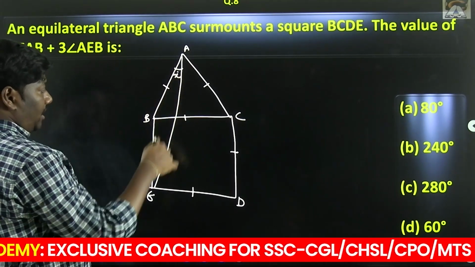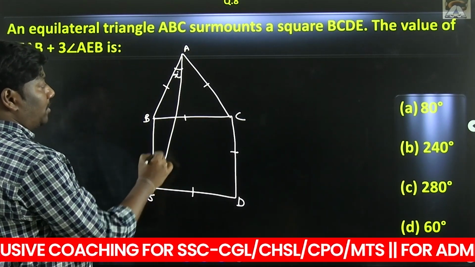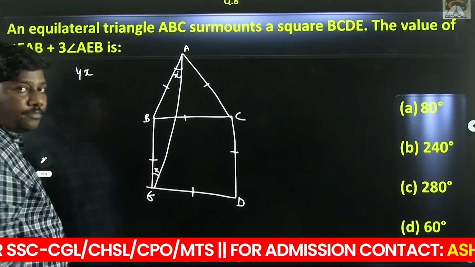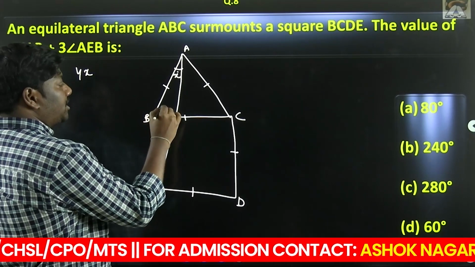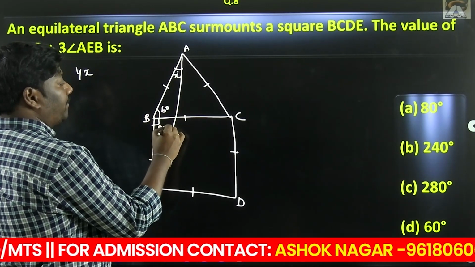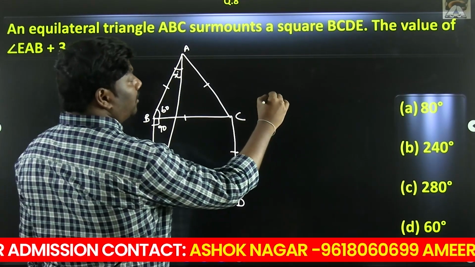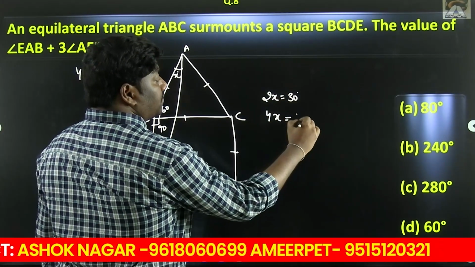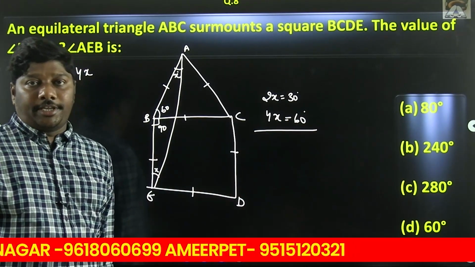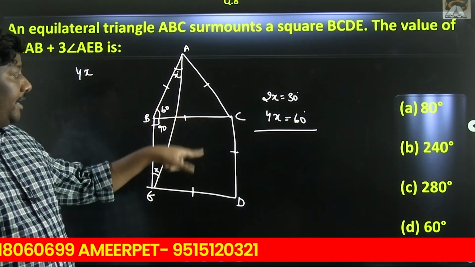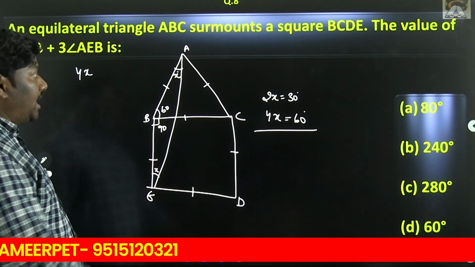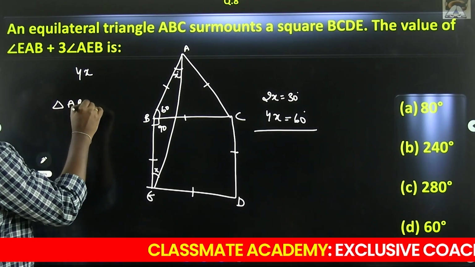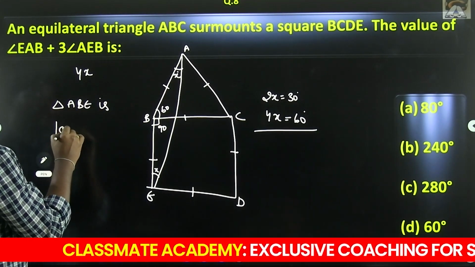AEB is also x only, because these two lines are the same; now it's an isosceles triangle. So x plus x, 2x. Here I can say it is 60 degrees plus 90 degrees, 150. So 150, 2x equal to what? 30 degrees. Therefore 4x is equals to how much? You can say it is 60 degrees. Equilateral triangle and a square, all of them have equal sides. And see, triangle ABE is what? Isosceles triangle.